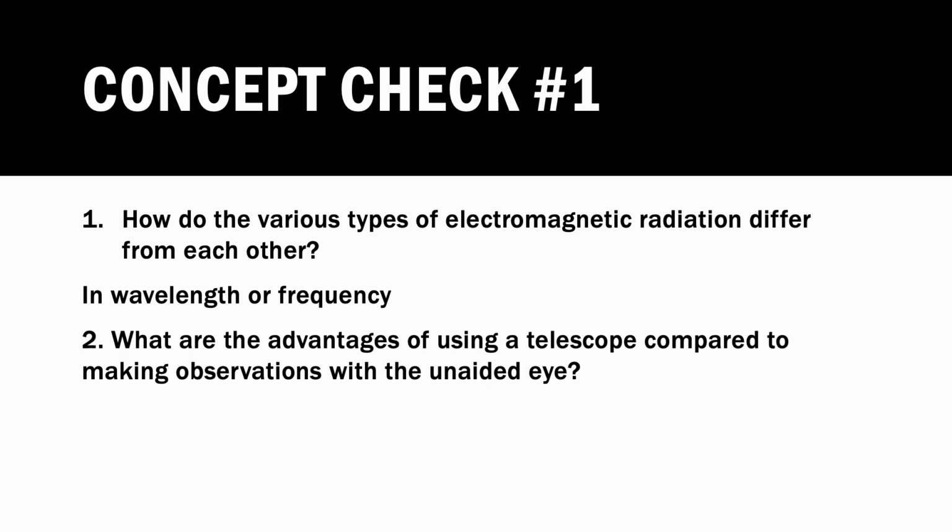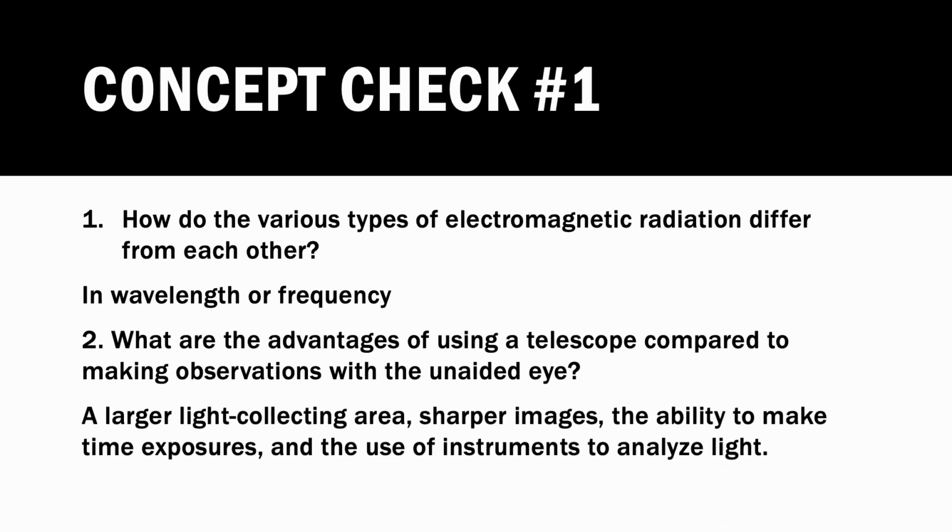How do various types of electromagnetic radiation differ from one another? In wavelength or frequencies. 2. What is the advantage of using a telescope compared to making observations with the unaided eye? A larger light collecting area, sharper images, the ability to make time exposures, and the use of instrumentation to analyze light.